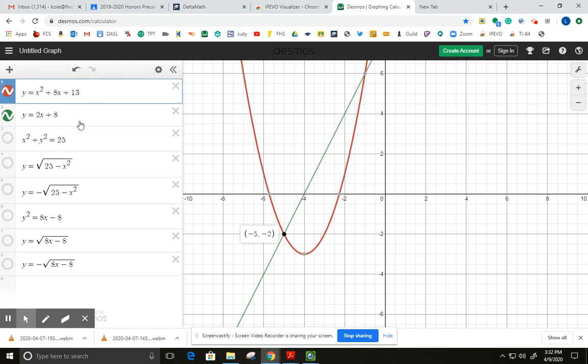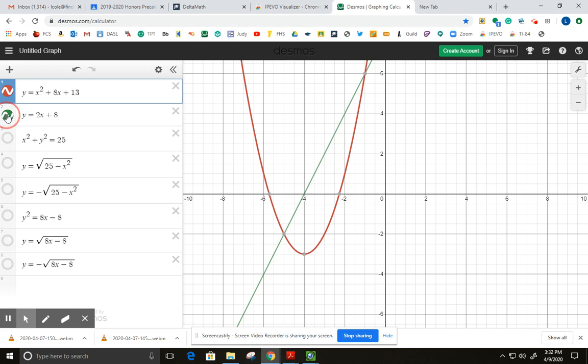In the graphing calculator, you would enter it as y equals. The first one is already set up very nicely for you. And then you just have to find the point of intersections. You go to second calculate, or go to calculate, and then intersect.